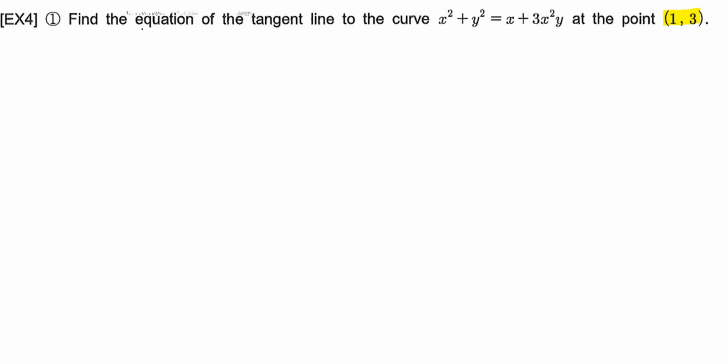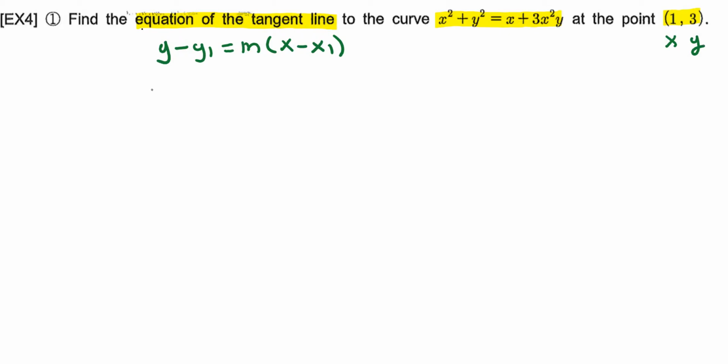I'm now moving on to example number 4, problem 1, and in this problem I need to find the equation of the tangent line to this particular curve at the point (1, 3). Anytime I have the equation of the tangent line, I will start off by writing out the actual equation, which is y minus y1 equals m times x minus x1. And my particular point here is (1, 3), so that's x and that's y.